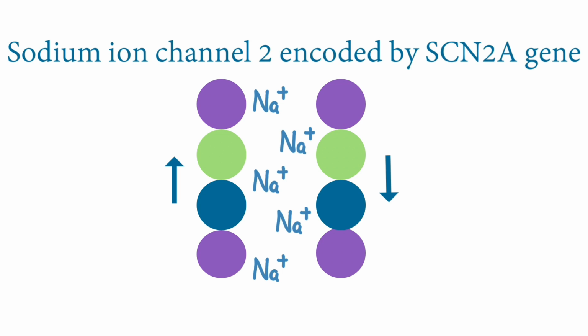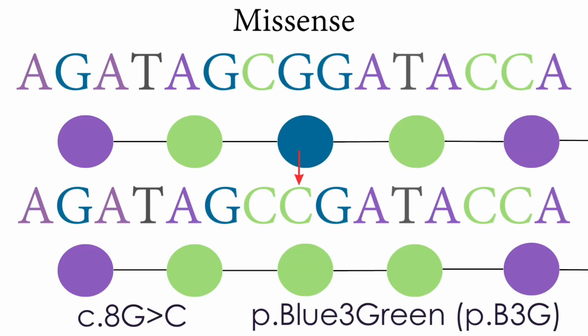So this is what the sodium ion channel 2 that's encoded by the SCN2A gene should look like for the sake of our video. So now let's talk about what changes can occur that might make this a little bit different. The first we will talk about is called a missense change. This is where one base pair has been changed from what it should be. And as you can see here, the G in the middle has been changed to a C in the lower part. And this changes the blue amino acid to a green amino acid.